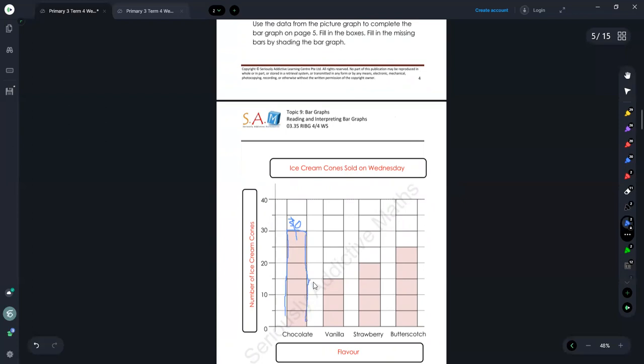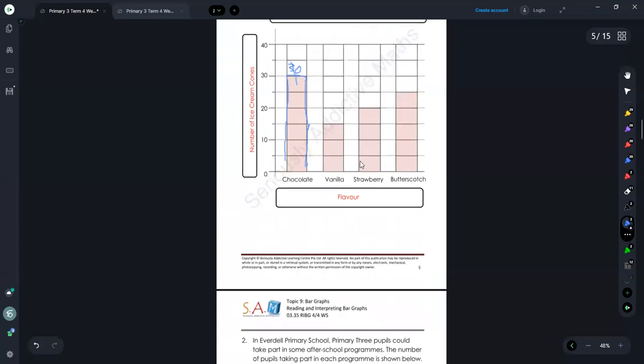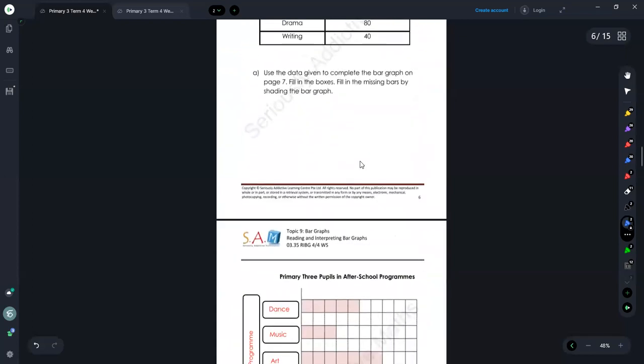And let's not forget to title it, right? In fact, they should give the title of the bar graphs, right? Name the vertical axis and the horizontal axis, right? And then complete the rest. All right, so quite easy for this question here.